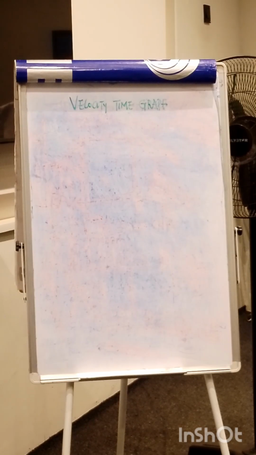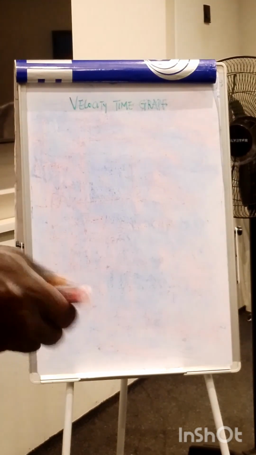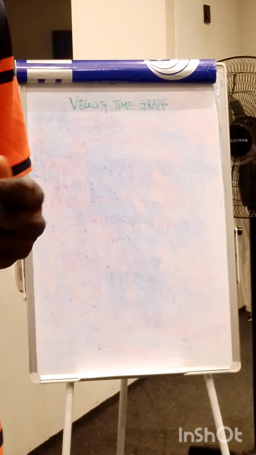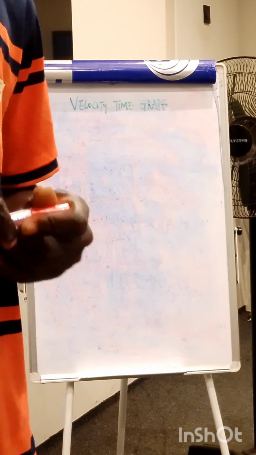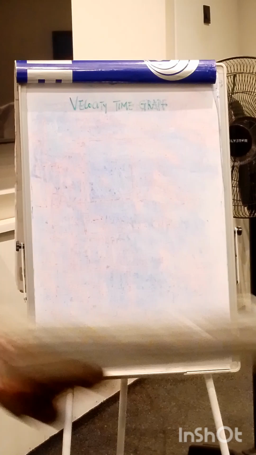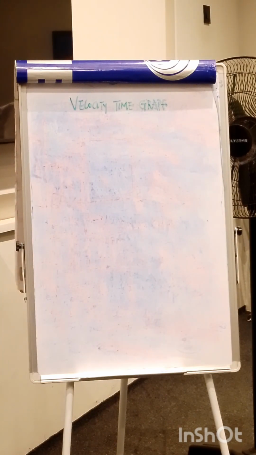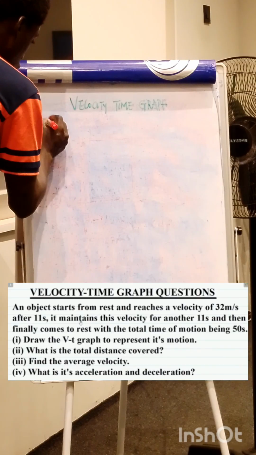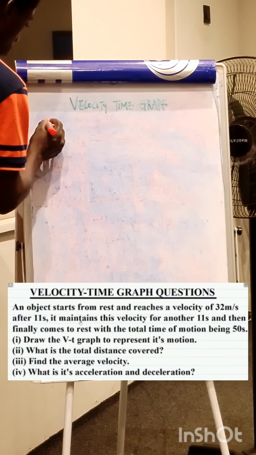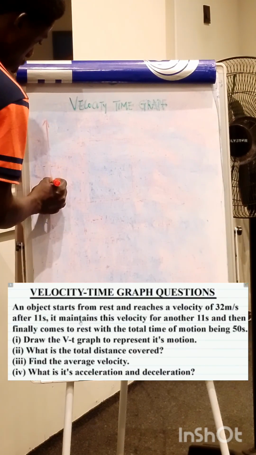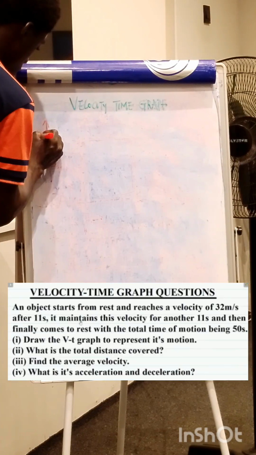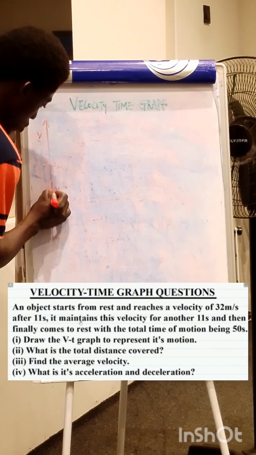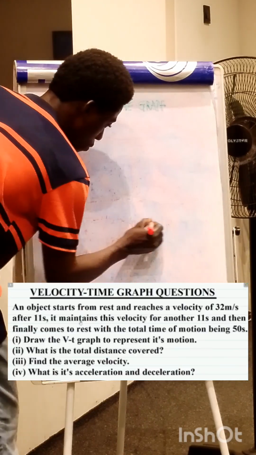Now, we'll be looking at another question, which is the second question here. Say an object starts from rest, reaches... So now this is how to draw it. Firstly, you have to know that you're drawing a velocity to time graph. So your velocity will be here. Velocity against time.